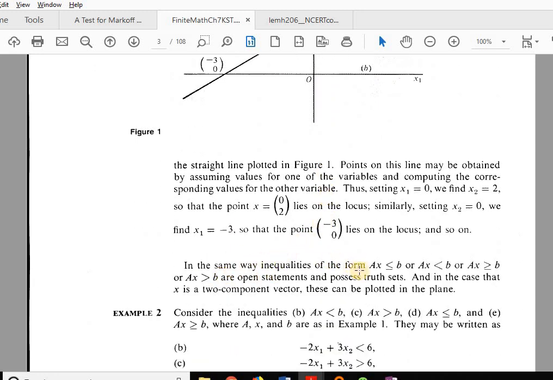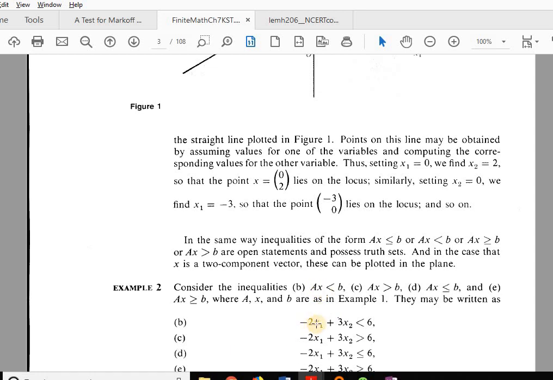Then we get on to inequalities. Ax less than or equal to b, ax less than b, ax greater than or equal to b, or ax greater than b. So that's going to be on one side or the other of this line. Now I've talked about that in a previous video. If you want to know which side of the line it is, you can test 0, 0, and that will tell you pretty much which side of the line it is.